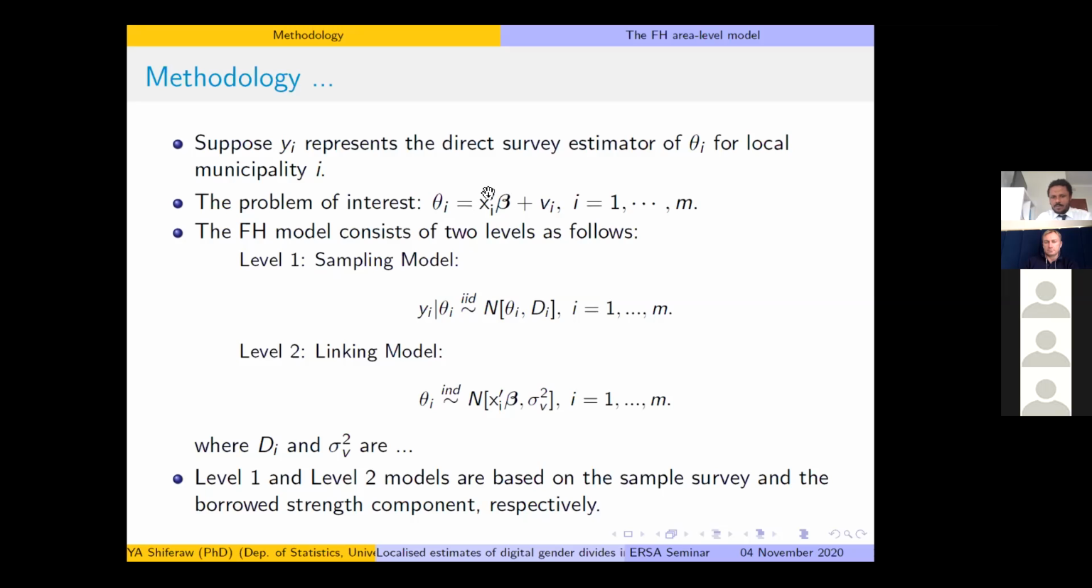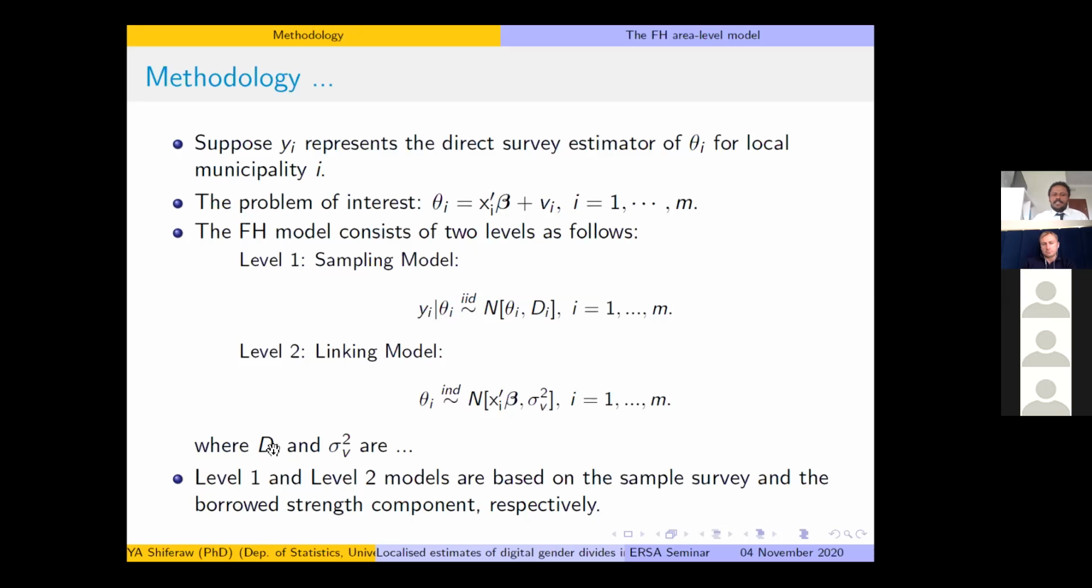This part can be obtained from the auxiliary information from the census, and vi is a random variable, the area-specific random variable that can be estimated using different techniques. I will briefly say about that. So this Fay-Herriot model has two levels. The first model is a sampling model, and the second one is a linking model. The linking model is just a model which links the sample survey with the census.